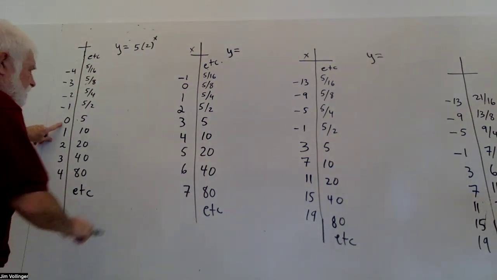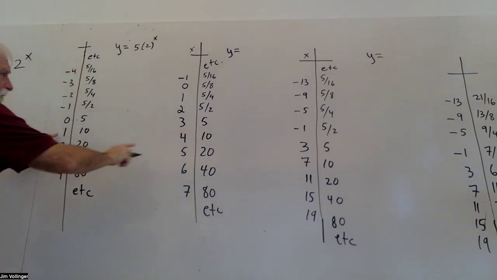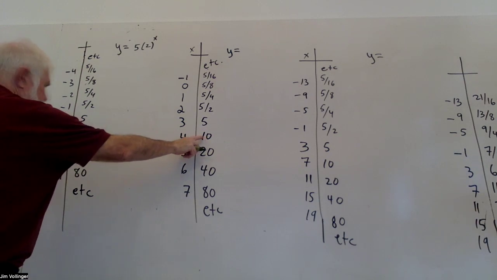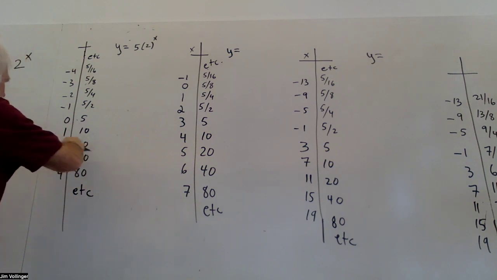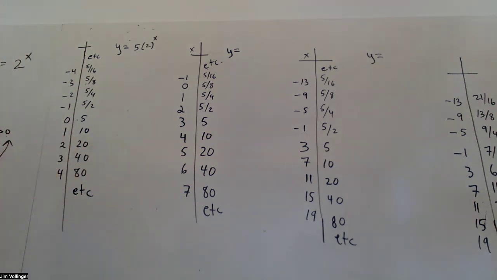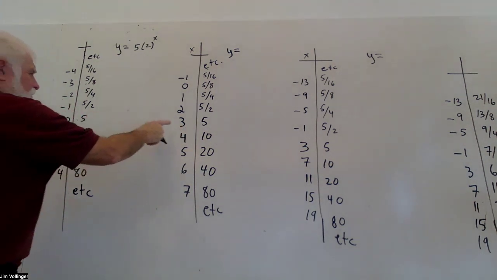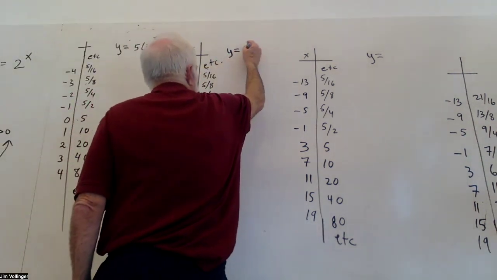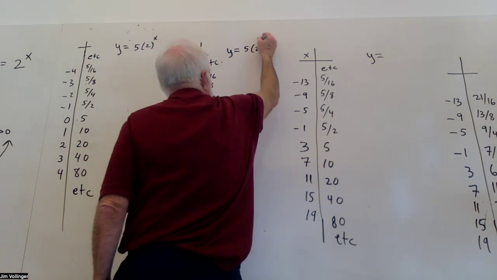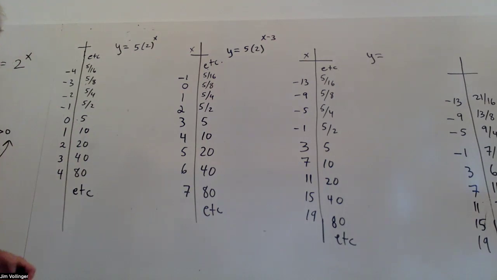A 3 now gets me a 5. And a 4 gets me a 10. And a 5 gets me a 20. And all of these values here appear to be 3 bigger. 3 bigger. And I want this number to act like a 0. How do I make the number 3 act like a 0? Well, if you said 5 times 2 to the x minus 3, you'd have been right.